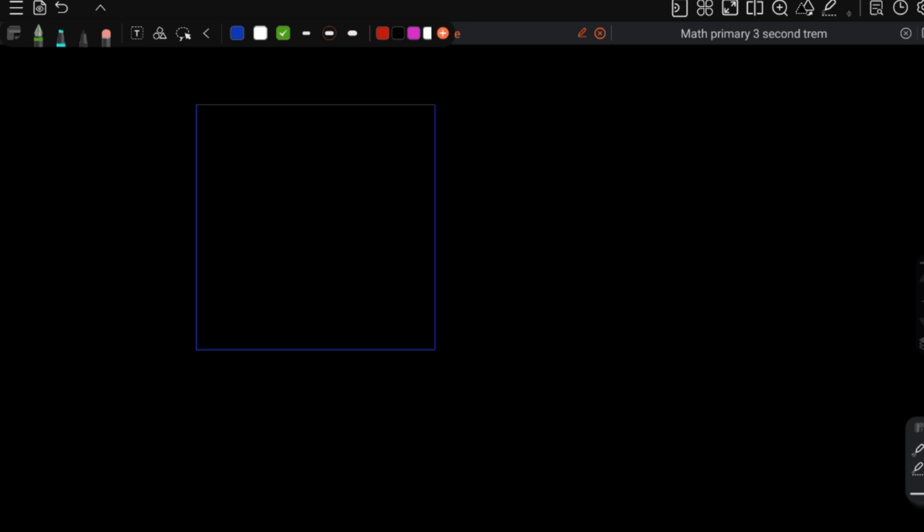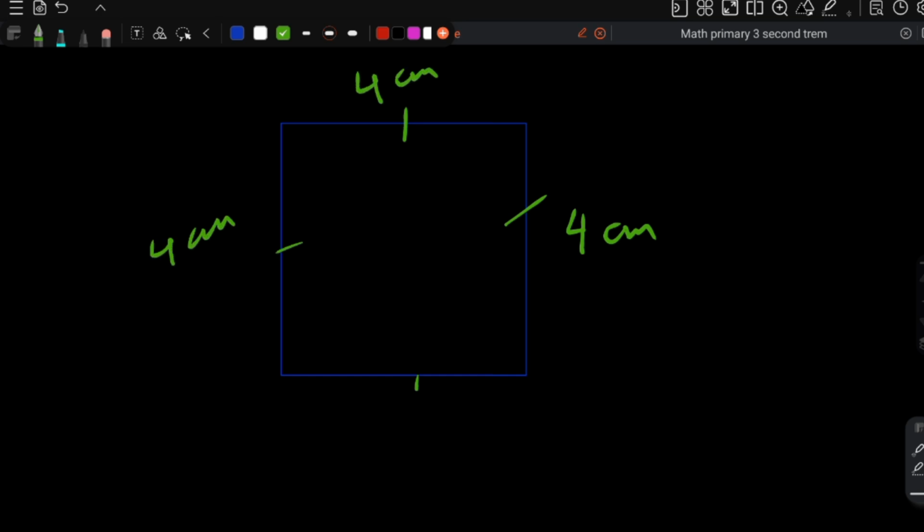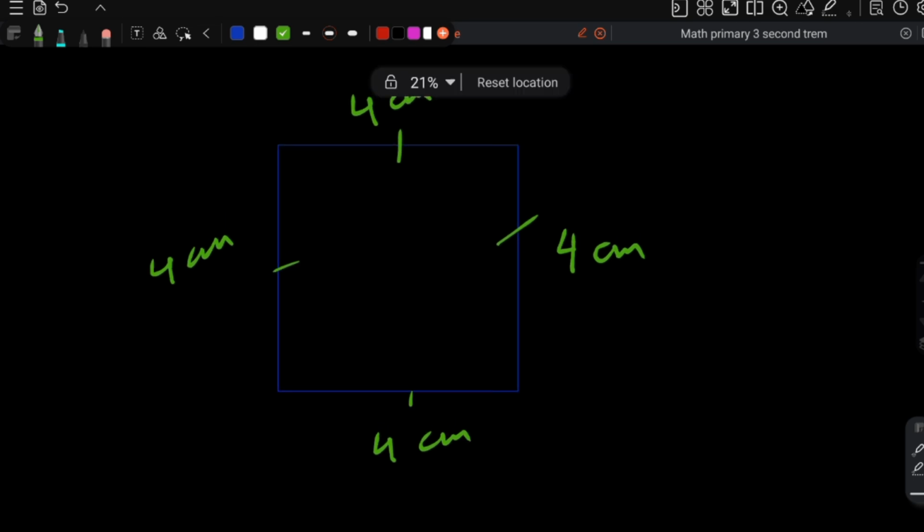What about the square? I know that the square has 4 sides also, like the rectangle, but the facts of the square are a little bit different, because all sides of the square are equal in length. If I say that this one is 4 centimeters, so this one is 4 centimeters, and this one is 4 centimeters, and also this one is 4 centimeters. Okay, so I want to know the perimeter of my shape.